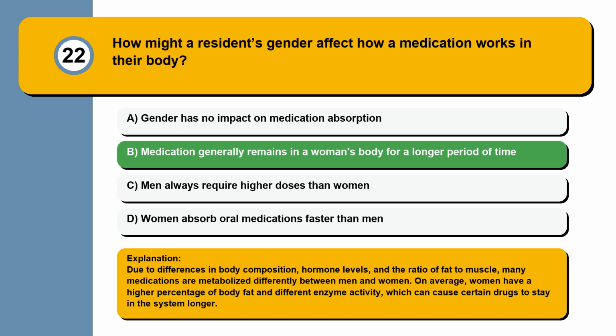Due to differences in body composition, hormone levels, and the ratio of fat to muscle, many medications are metabolized differently between men and women. On average, women have a higher percentage of body fat and different enzyme activity, which can cause certain drugs to stay in the system longer.